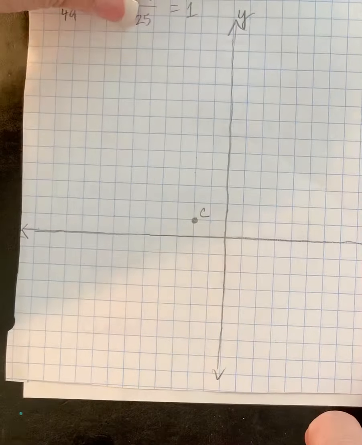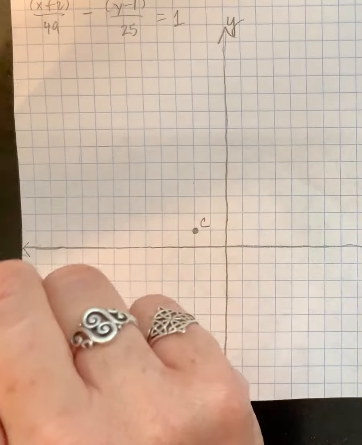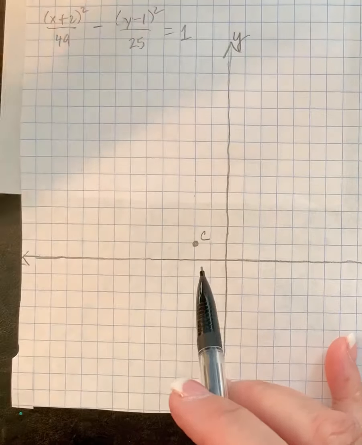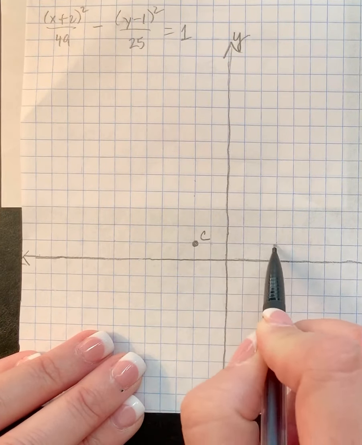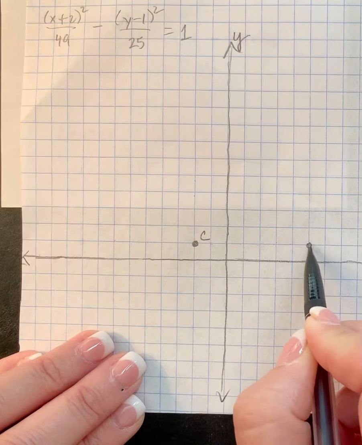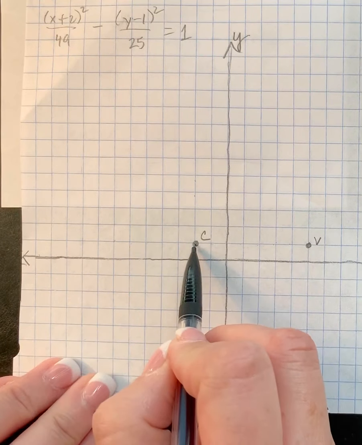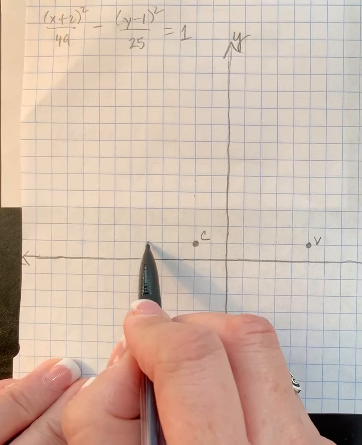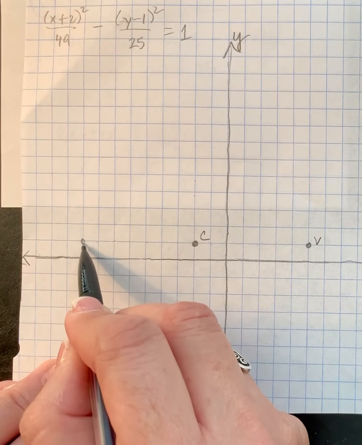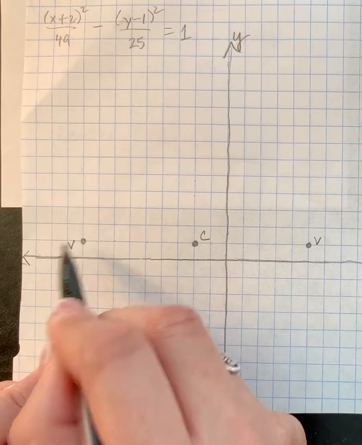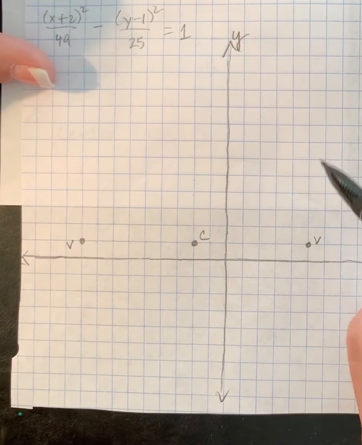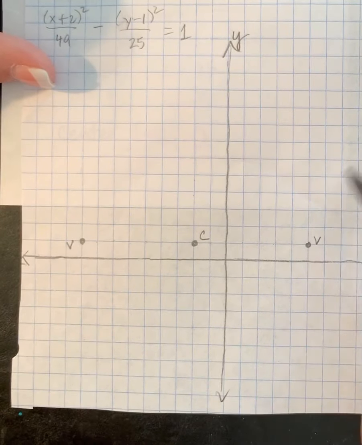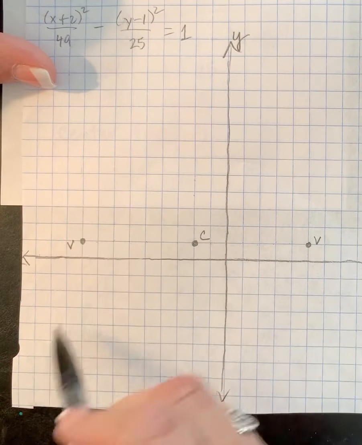So for example, a is 7. So we're going to go 7 to the right. 1, 2, 3, 4, 5, 6, 7, and that's going to be a vertex. And then 7 to the left of the center. 1, 2, 3, 4, 5, 6, 7, and that'll be the other vertex. Okay, and we know that the branches are going to open to the right and to the left.